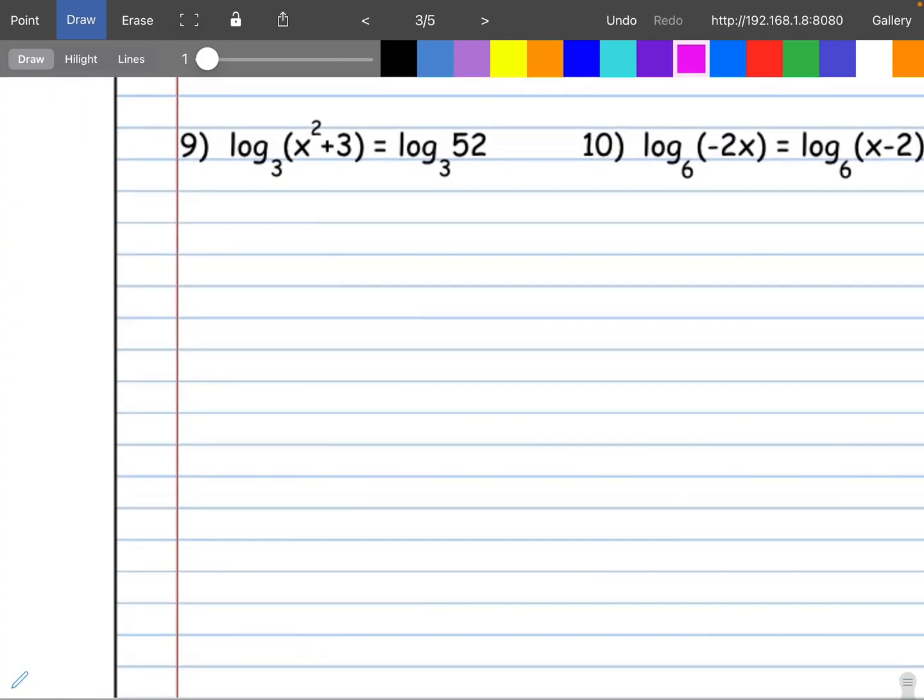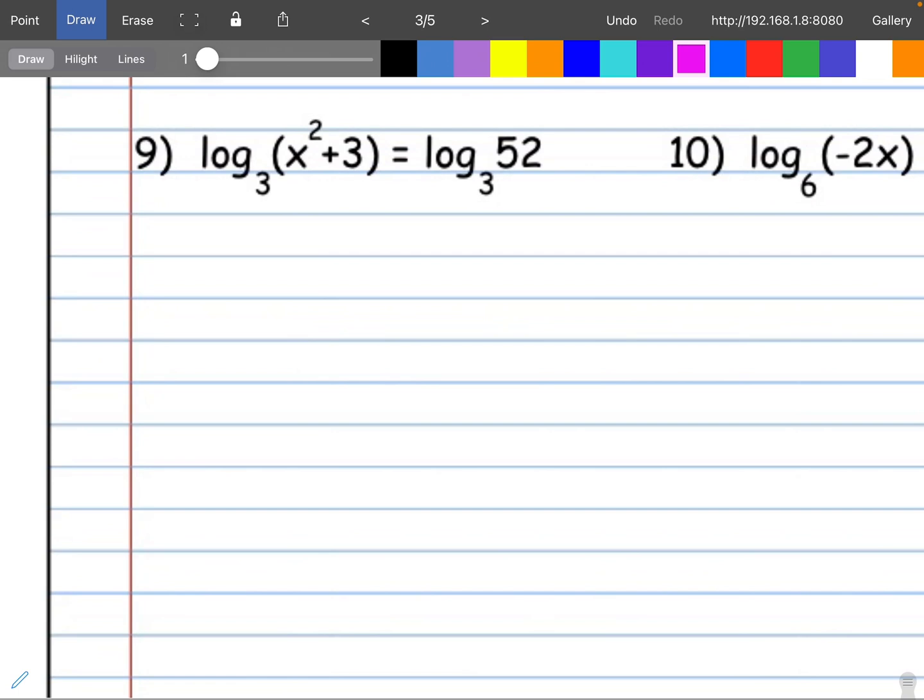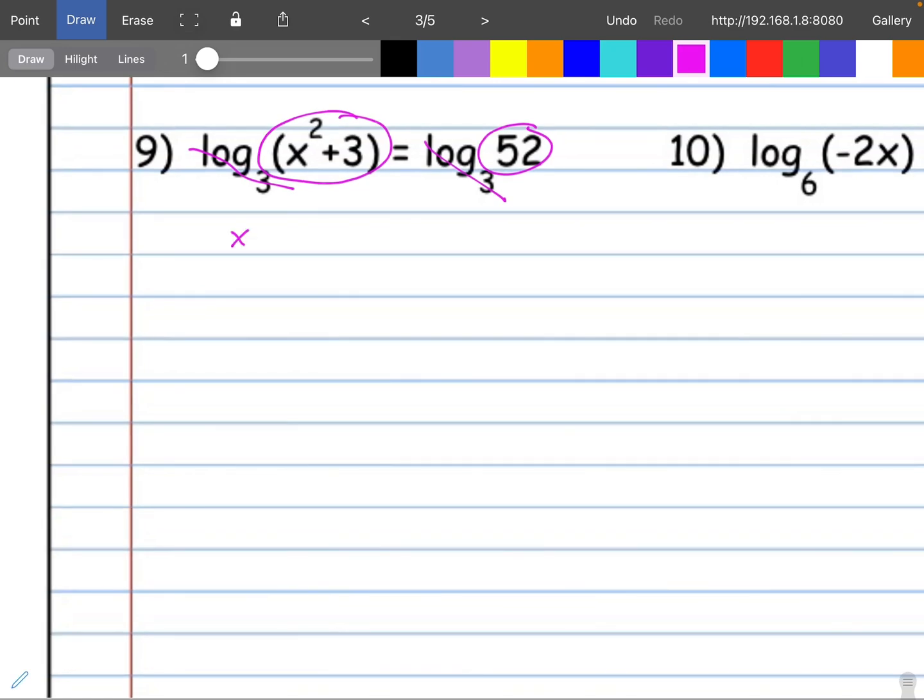Okay, let's keep going. Alrighty, so for number 9, again, we have not just a single log in the entire problem, but we do have logs on both sides. However, we only have one log on each side. And because we see that they are both log base 3, well, that part is equal. Therefore, this must also be equal.